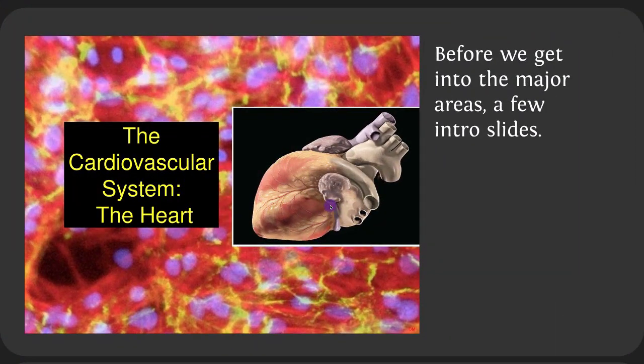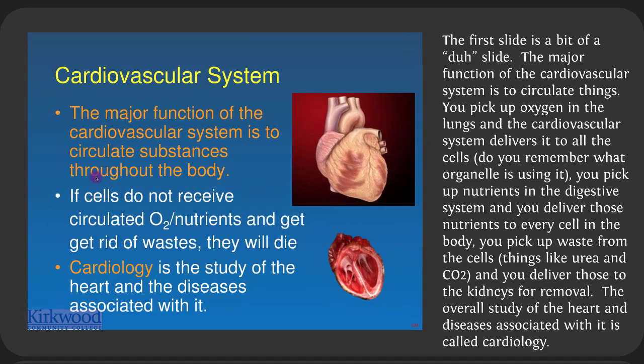Before we get into the major areas, a few intro slides. The first slide is a bit of a dust slide. The major function of the cardiovascular system is to circulate things. You pick up oxygen in the lungs, and the cardiovascular system delivers it to all the cells.